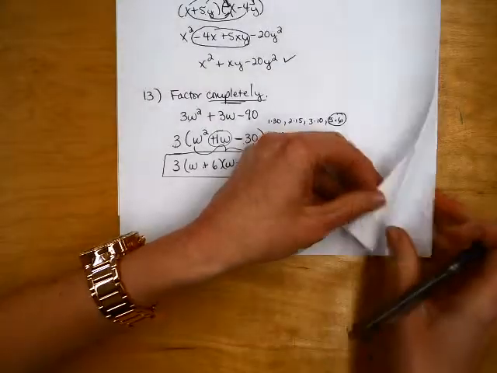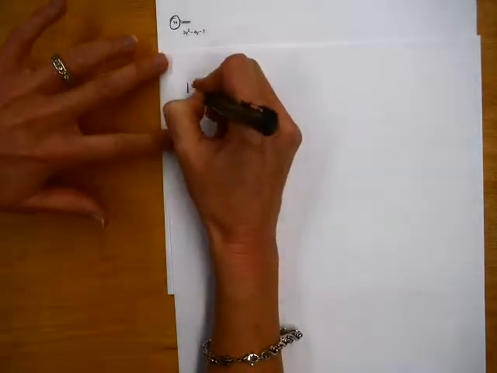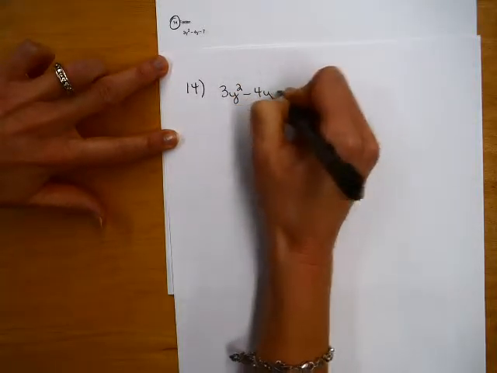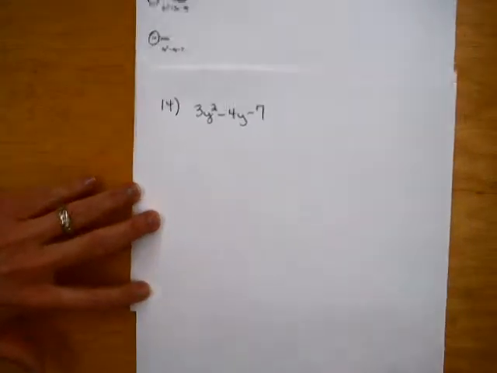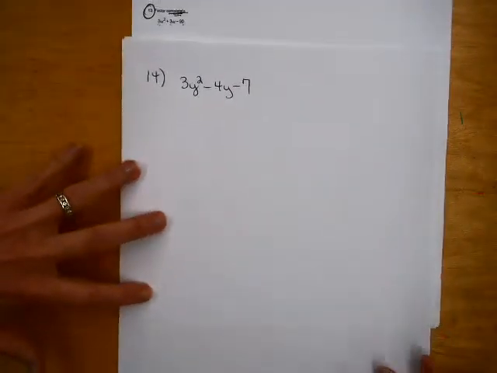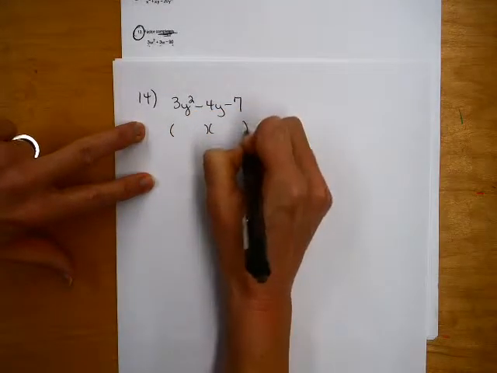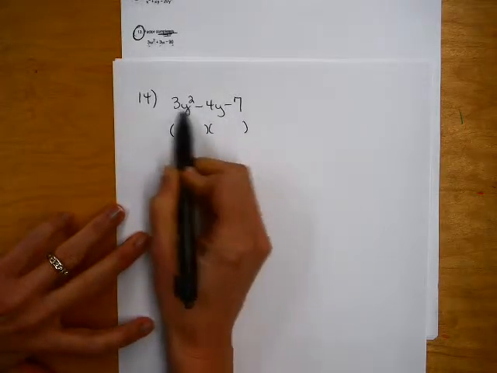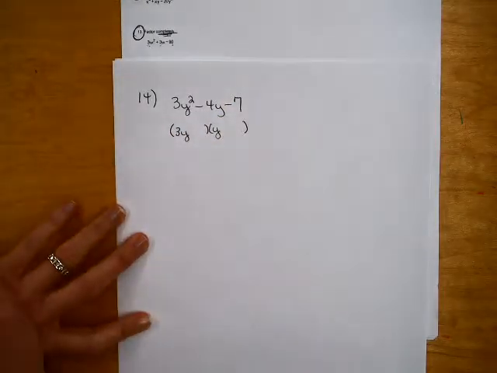Okay, so the next problem we're going to look at on the review is number 14, and it says factor 3y squared minus 4y minus 7. And I'm going to show you two ways to do this problem. Now there's no GCF I can factor out. And so the guess and check method would be to simply start the same way you start all your other trinomial factoring and start with your first term. 3y squared would factor to 3y times y.